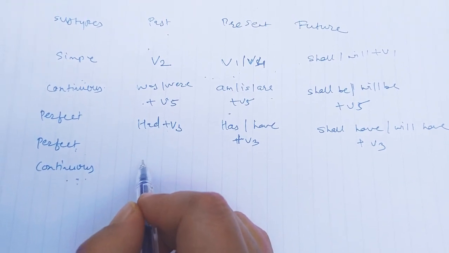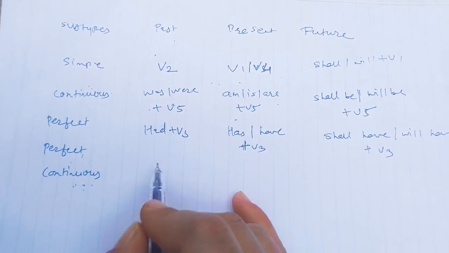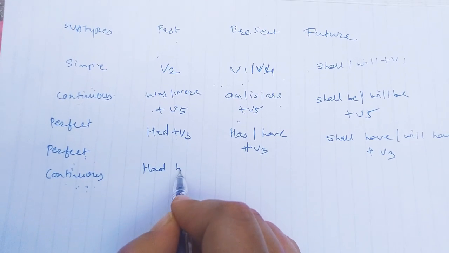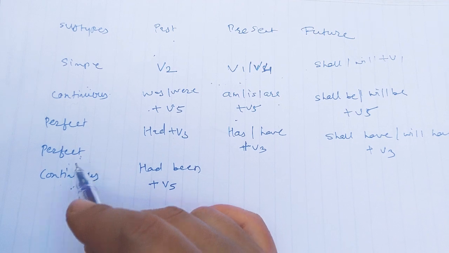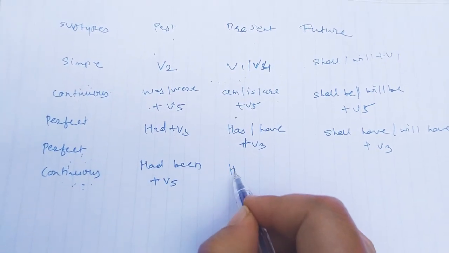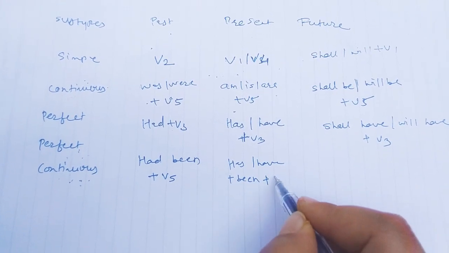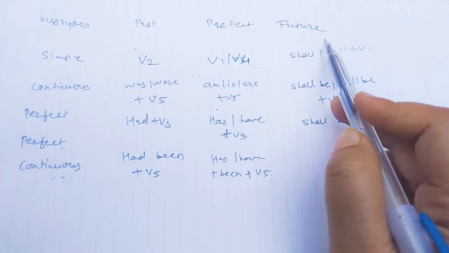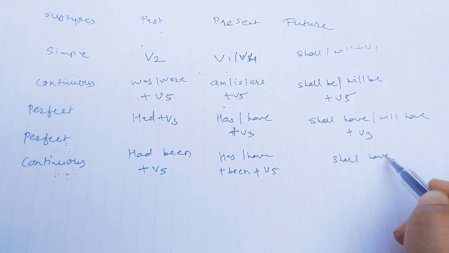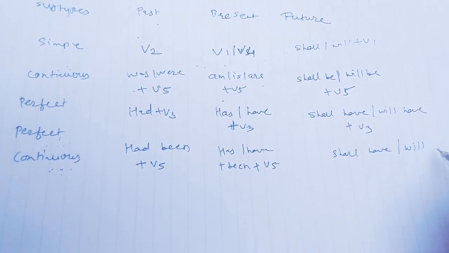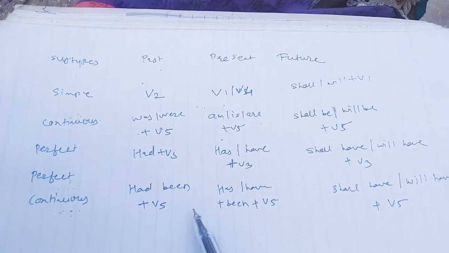See how we can use it in the formula. In past perfect continuous we need to use had been plus V5. Okay. In present perfect continuous, has or have been plus V5. In future perfect continuous, shall have been or will have been plus V5. Okay, so these are the formulas of tenses.